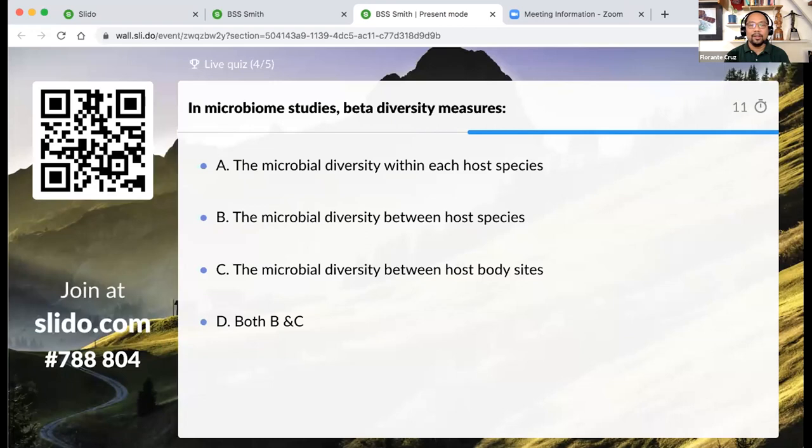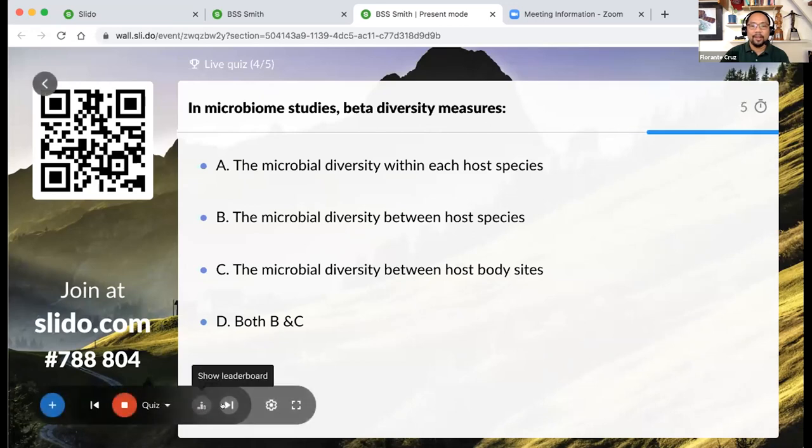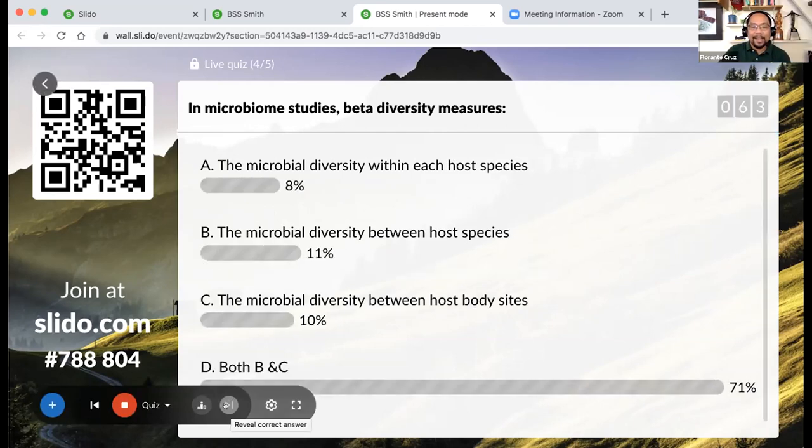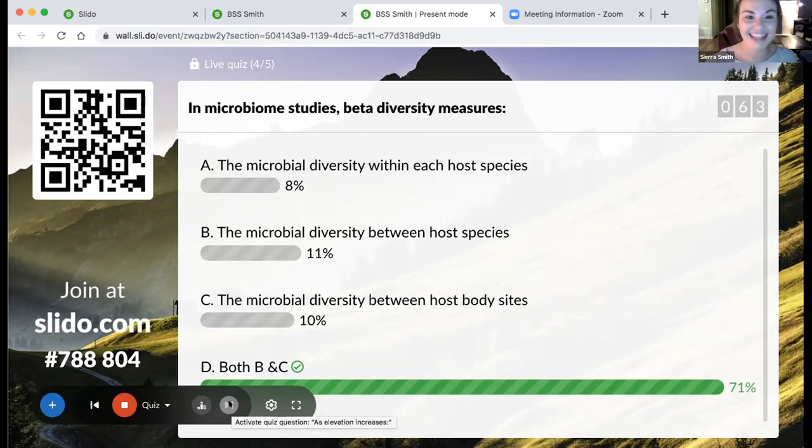Ten seconds to go. This one was a bit tricky. Is it tricky? I tried to trick you. All right. And 71% got the option D, and I think they probably reviewed for this. Probably they downloaded the paper first. Yeah. They all read the paper.